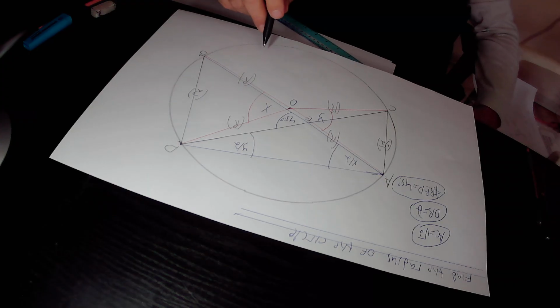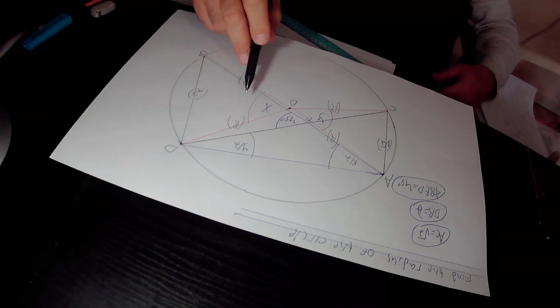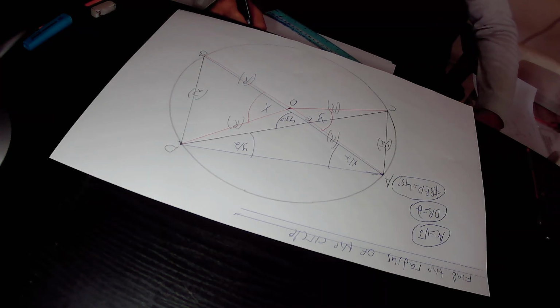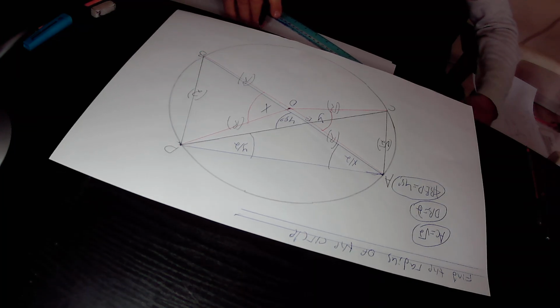Again, angle BOD equals x degrees. Side OD is the radius of this circle, that is R. Side OB of this triangle OBD equals R also. And finally, side DB equals 2 units in length, according to what is given in the question.